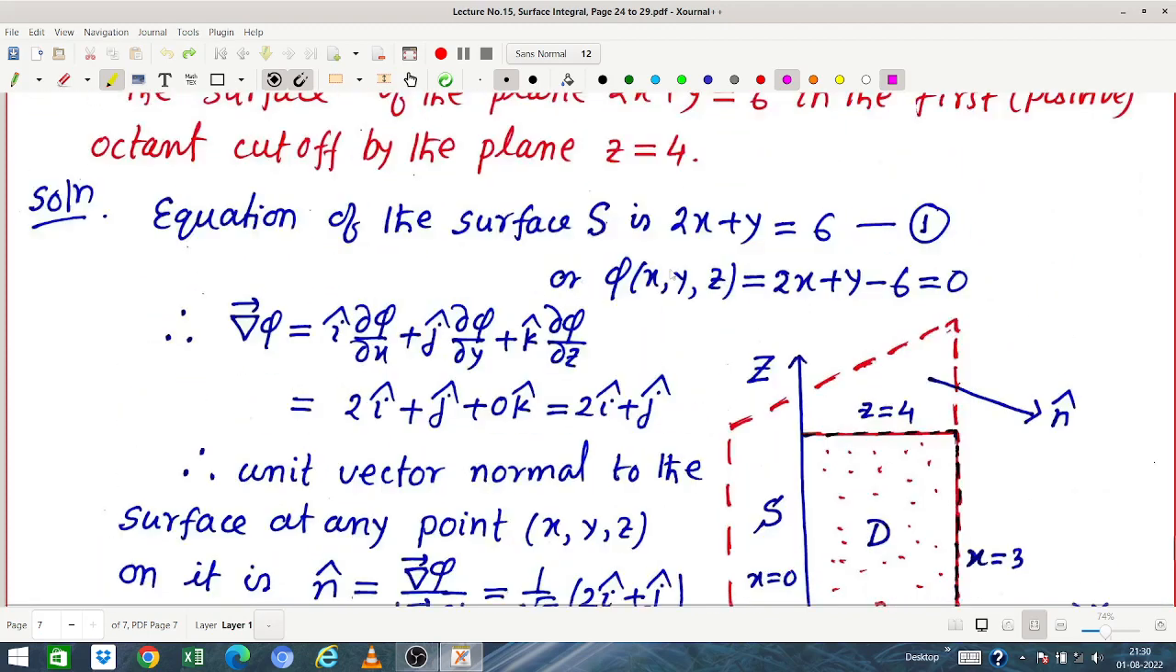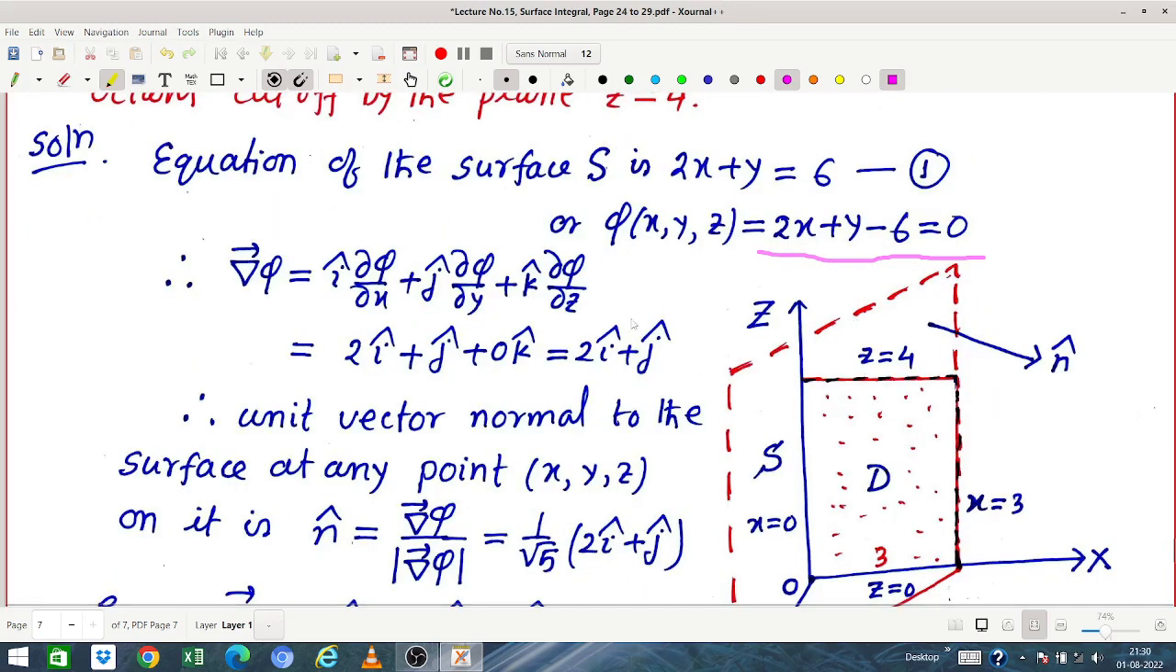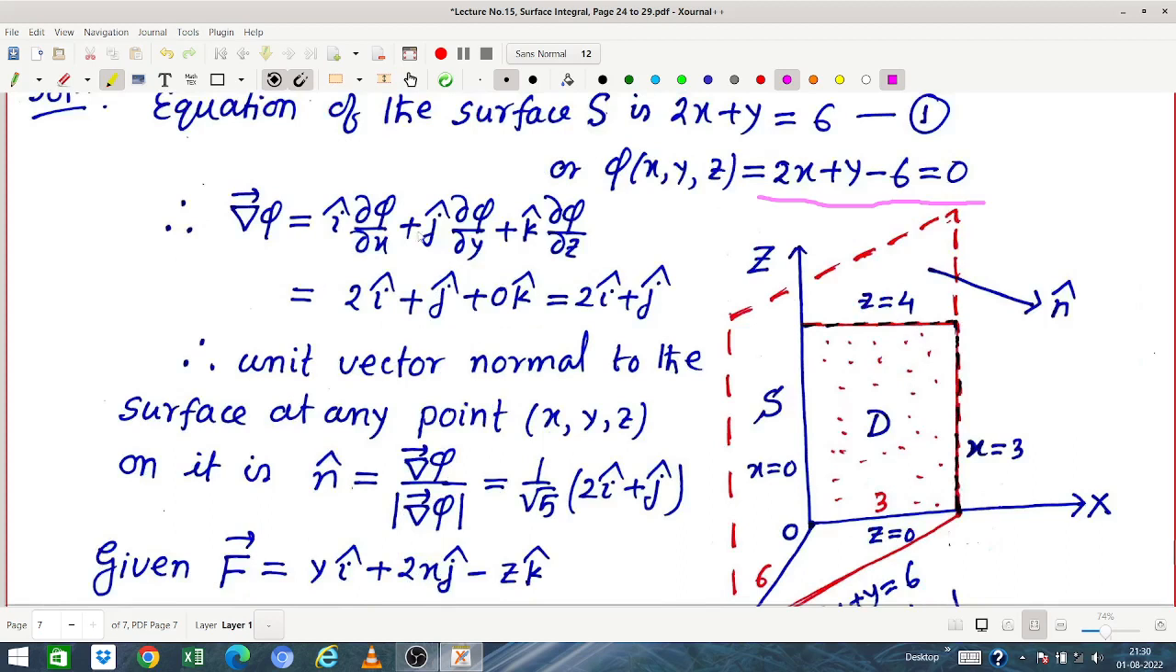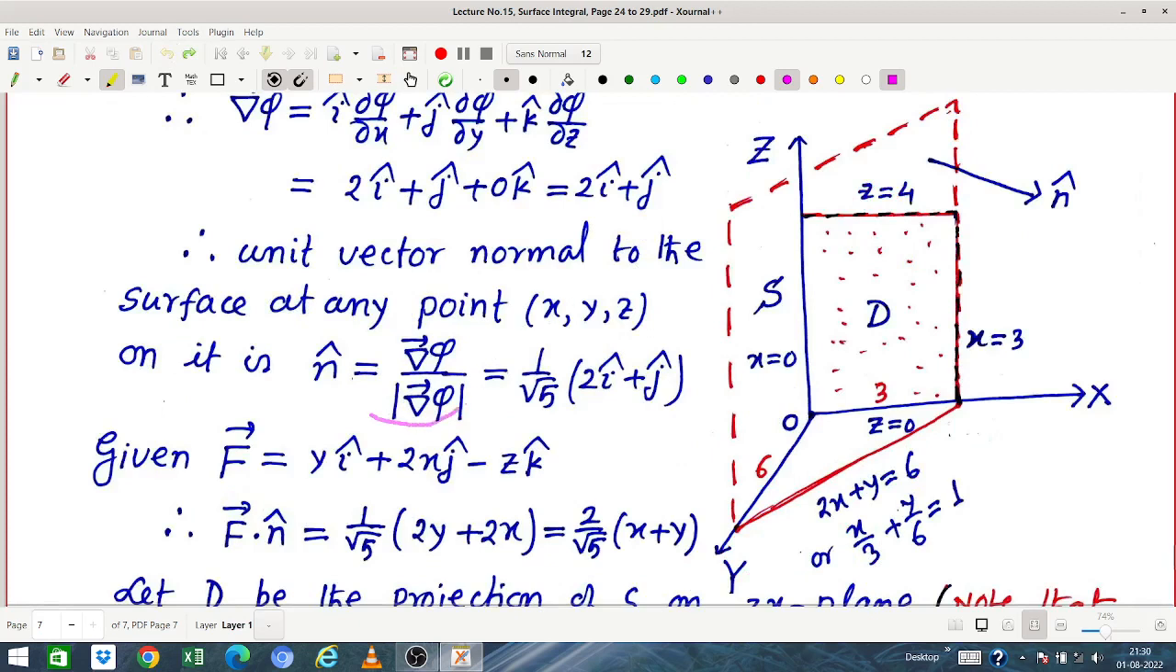Now the equation of the surface is phi(x, y, z) = 2x + y - 6 = 0. z is absent here. Grad phi is i del phi/del x + j del phi/del y + k del phi/del z, we know. Here del phi/del x is 2, del phi/del y is 1, and del phi/del z is 0. This is our grad phi, and dividing by mod grad phi you will get the unit vector. Since 2 squared plus 1 is 5, 1 by root 5 times (2i + j) is the unit vector normal to the surface. This is n cap, our plane surface.